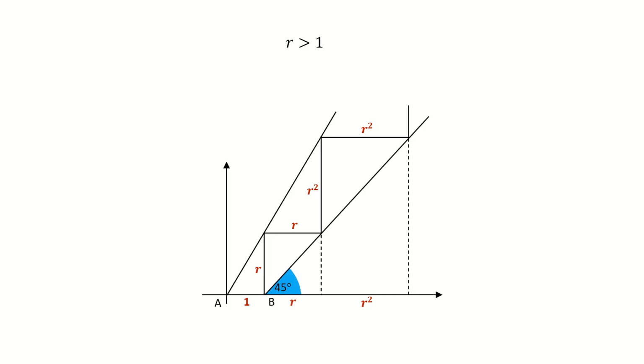But what happens if R is bigger than 1? In this case, as you can see, the two lines are not going to cross each other, and the distance between them is going to be larger and larger. So in this case, the series is not going to converge and it goes to infinity.